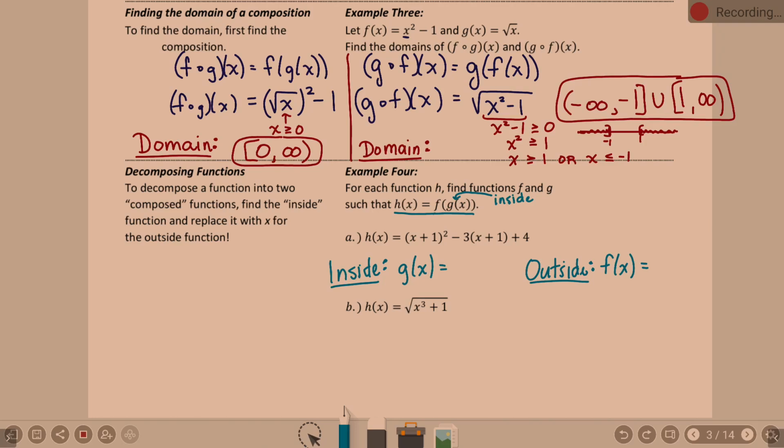Okay, what's your guess? What would you consider maybe for g of x? X plus 1. Okay, x plus 1. Why would you pick x plus 1? Because it's plugged in and it's repeated. Okay, repeated. Could that be a good clue like, oh, hey, that should be my inside?